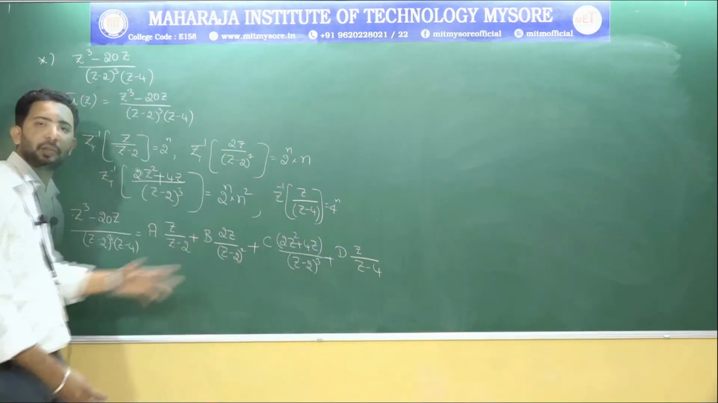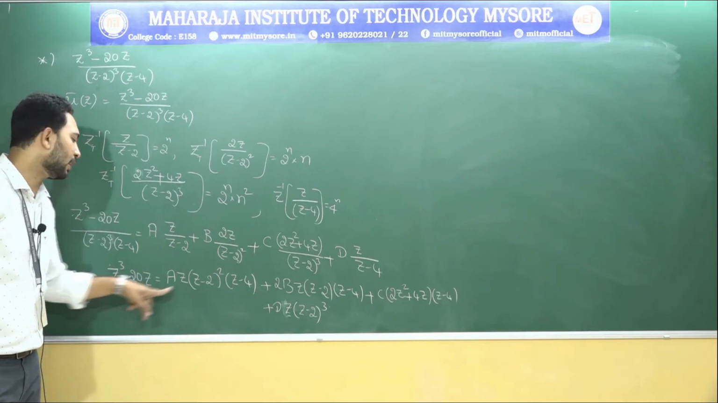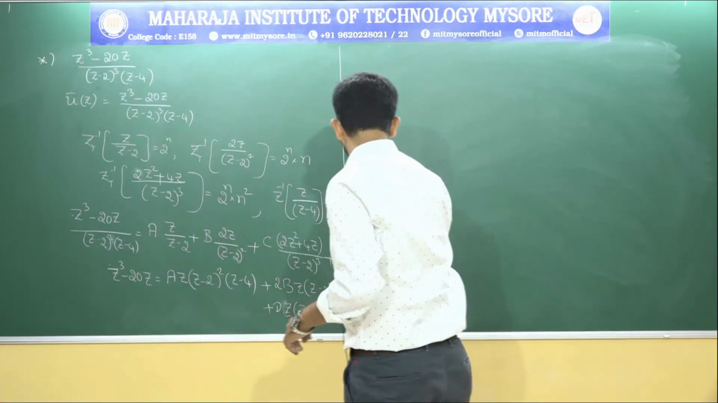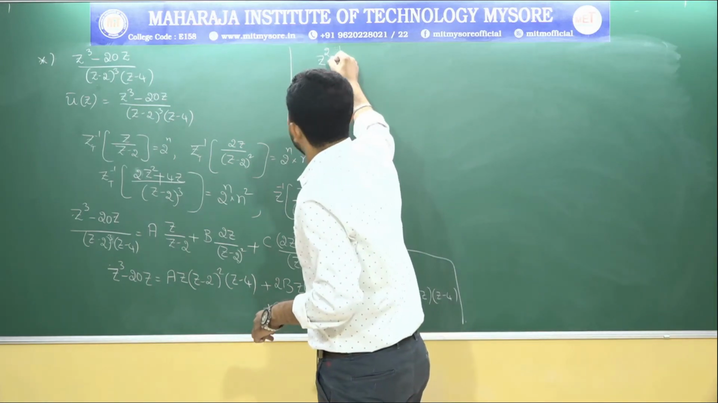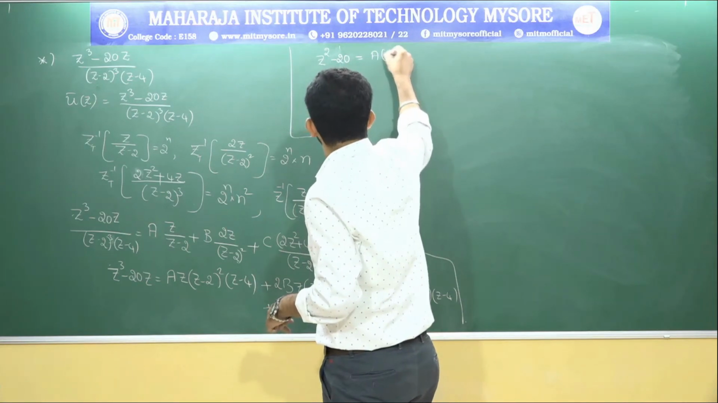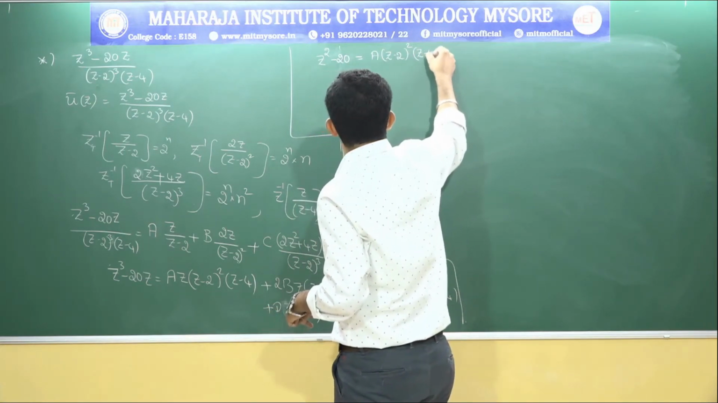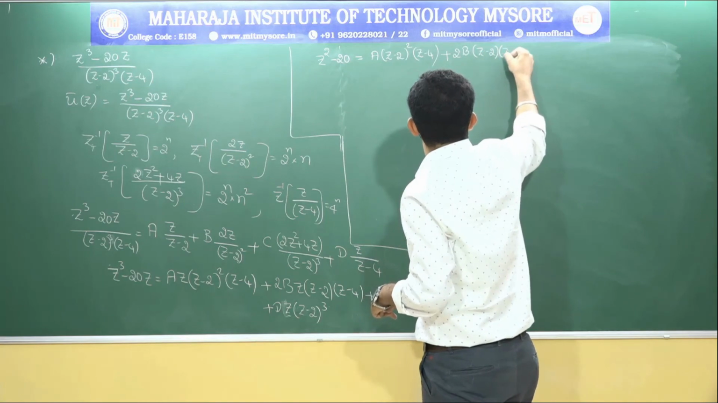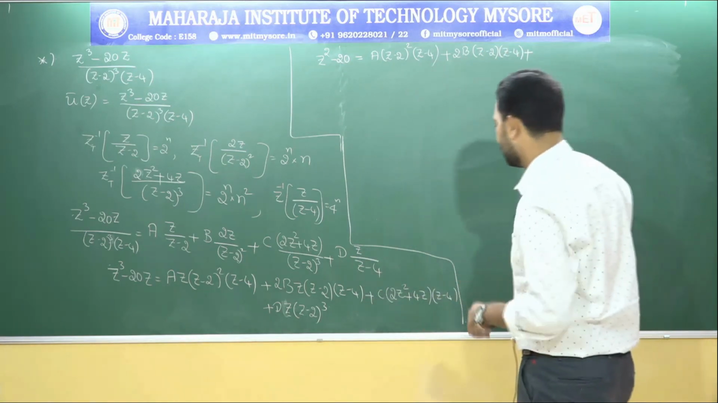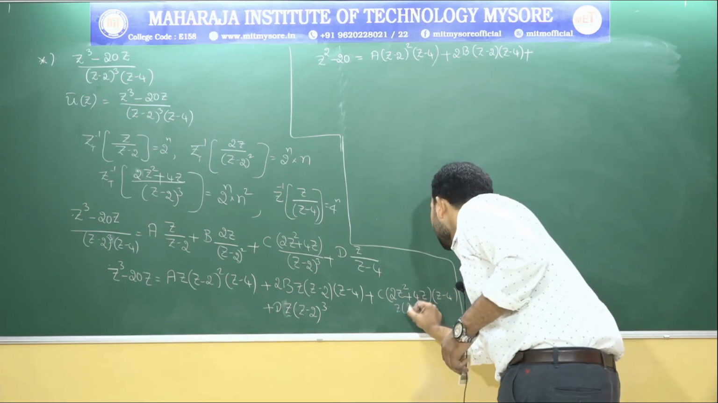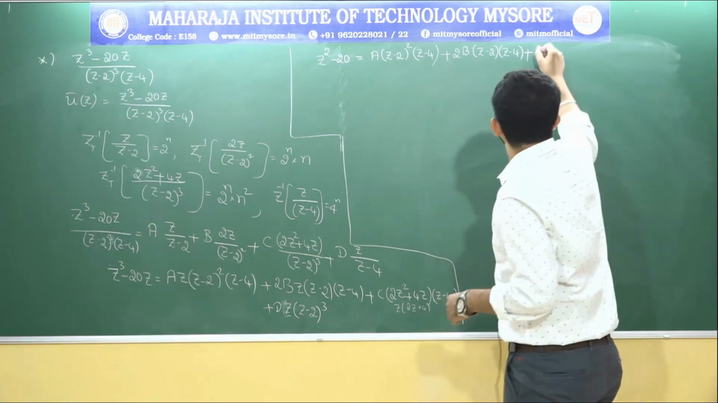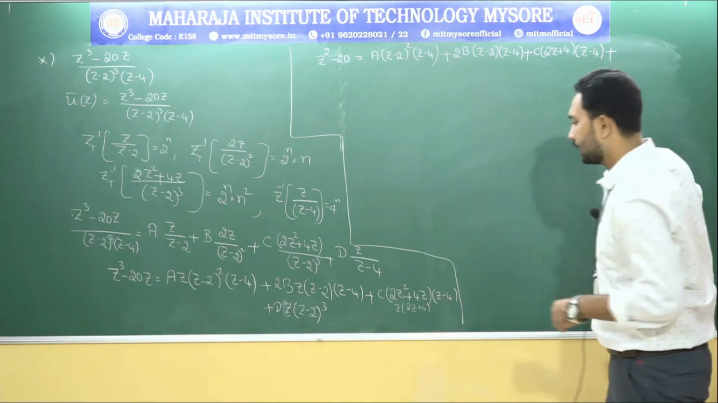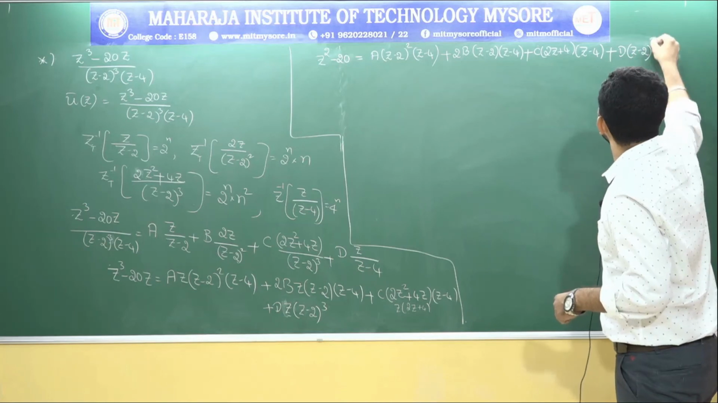Then take LCM and simplify, finally we get this one. So if we take z common and here also take z common and simplify, we will remain with z square minus 20 equals a into (z minus 2) whole square into (z minus 4), plus 2b into (z minus 2) into (z minus 4), plus, taking z common, we'll get 2z plus 4, so c into (2z plus 4) into (z minus 4), plus d into (z minus 2) whole cube.